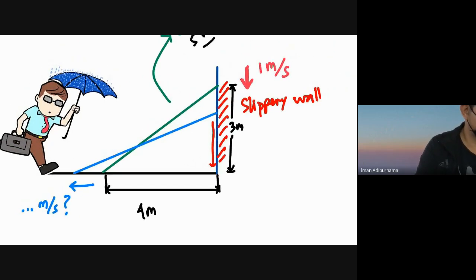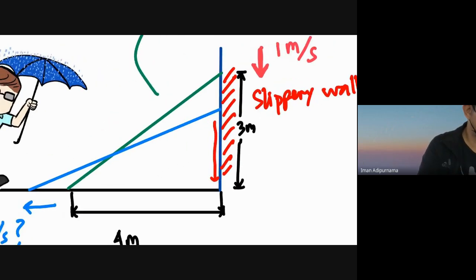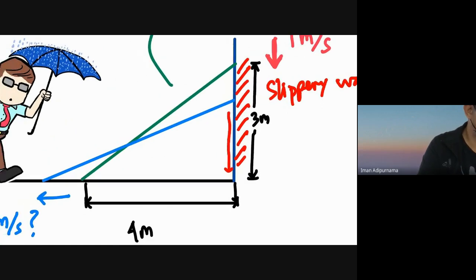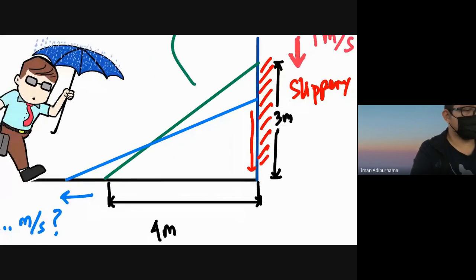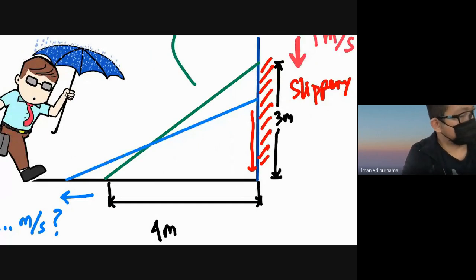Okay, so remember, the ladder you have, the green one here, is always 5 meters, right? It doesn't change. So when it's going down 1 meter per second, there are also changes in the left direction, right? So the green is going down and going to the left, and eventually you will need to get how fast that ladder is going to the left.